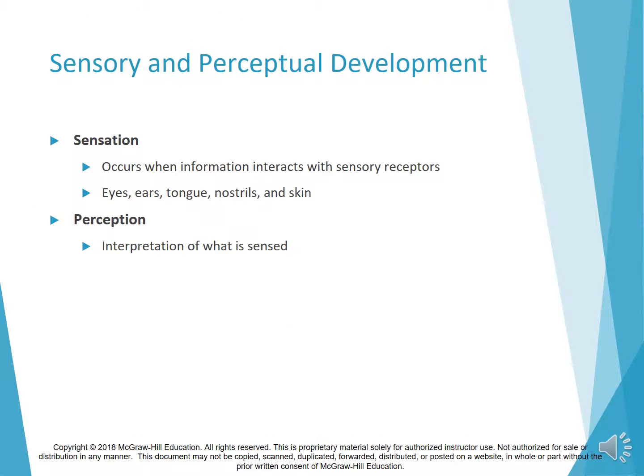So sensation and perception are terms you probably have heard before. Sensation is how we physically or biologically experience the world. And perception is how our minds then interpret that sensation.